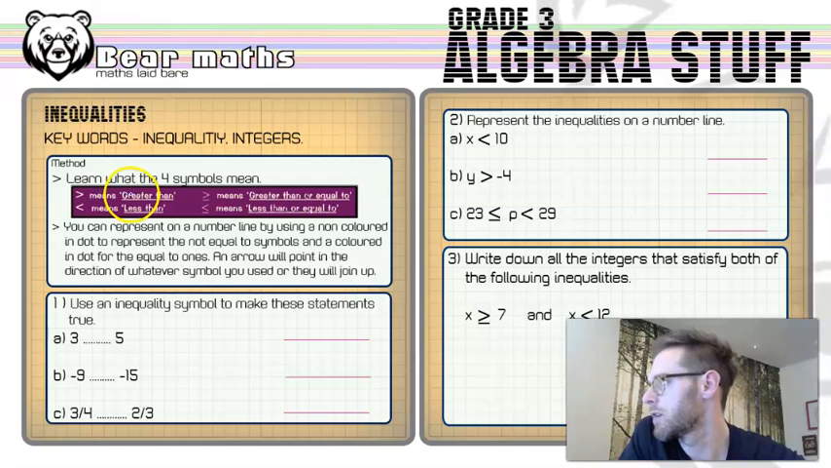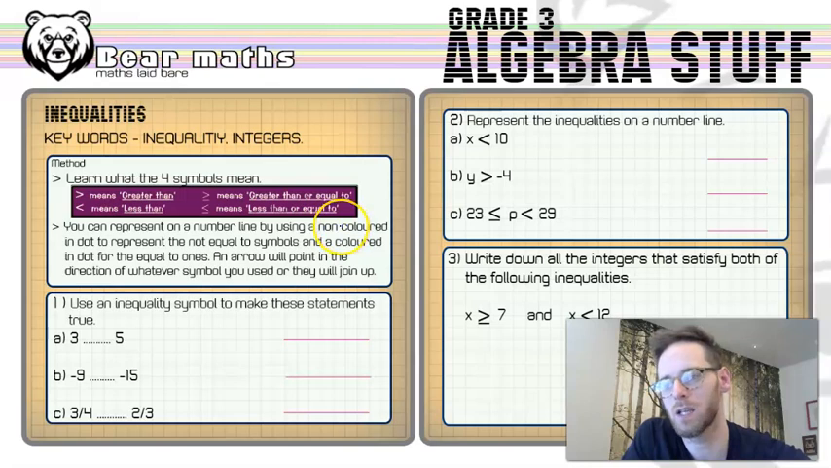In the method, you need to learn what the 4 symbols mean. I've put what the 4 symbols do mean. This one pointing that way means greater than. This one pointing that way with a line underneath it means greater than or equal to. This one means less than, pointing to the left, and another arrow pointing to the left with a line underneath it means less than or equal to. There's only 4 of them. Need to learn what they mean.